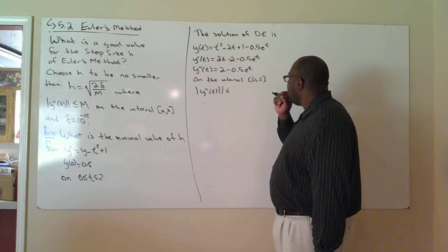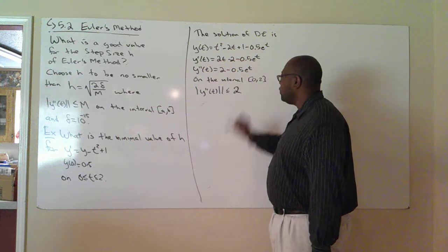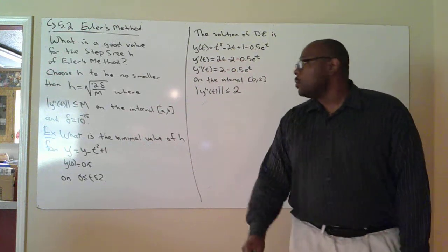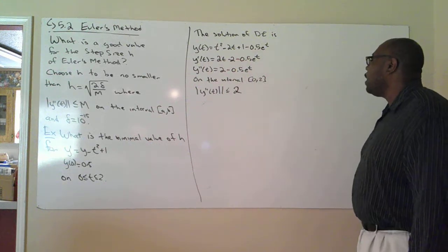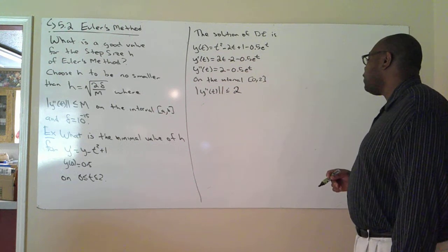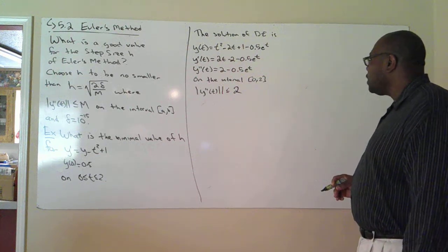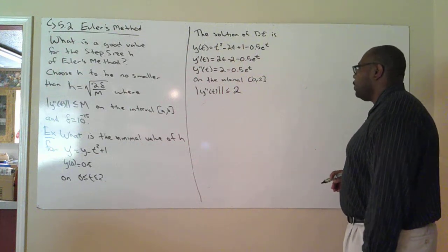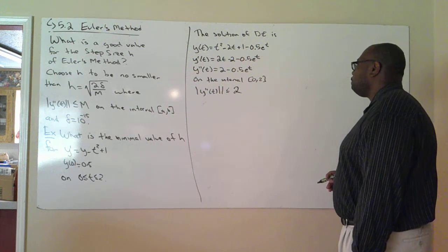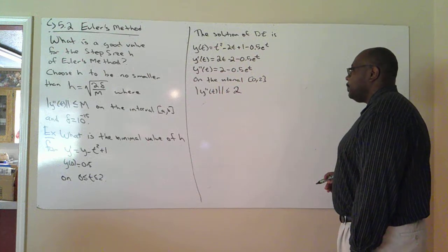What's the maximum value on the interval from 0 to 2? I think 2 is going to be the maximum value. This is the largest value. We can always use a graph or a calculator to find that for sure, but I think 2 is probably the maximum value of this particular function. So that's going to be my m.